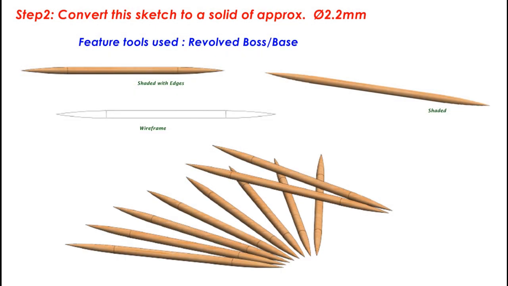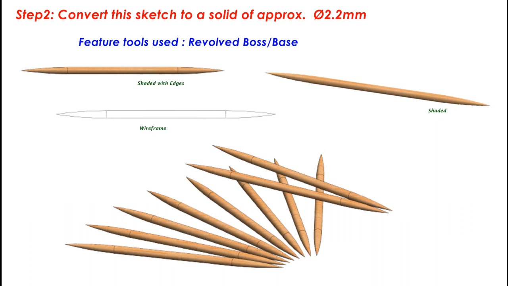Step 2 is to convert this sketch to a solid of approx diameter of 2.2 mm using a feature tool, revolved boss base.